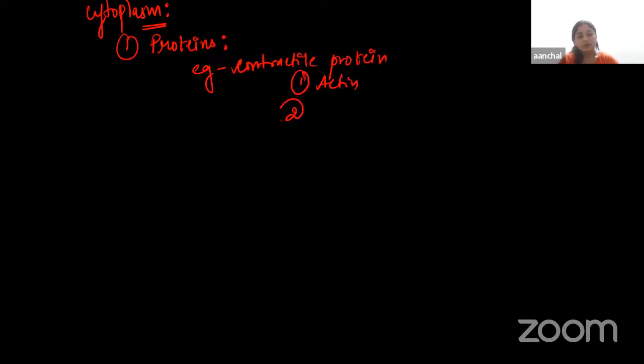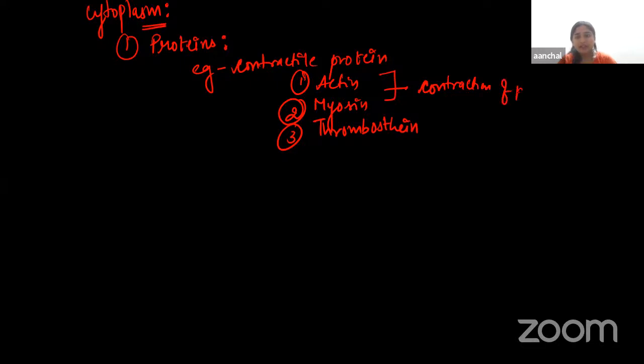For example, proteins are there. Those proteins include, for example, contractile proteins like actin, myosin, and thrombosthenin. Both actin and myosin are responsible for the contraction of platelets.